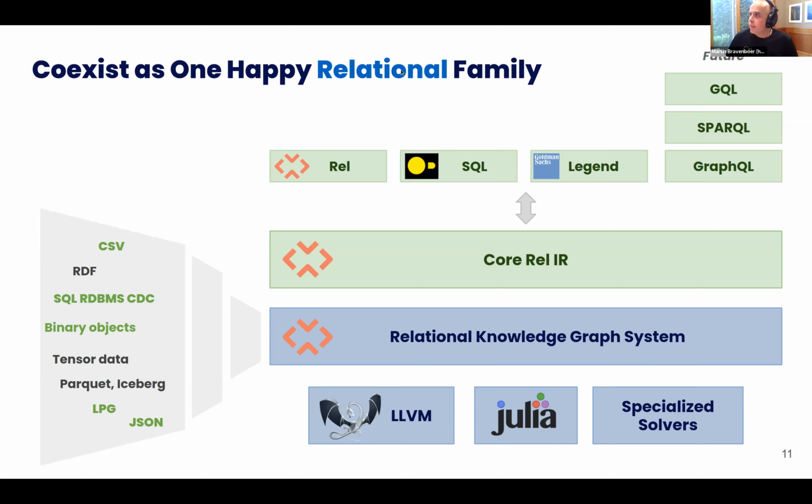And we think that the algorithms and the data structures of the underlying system can basically support all these languages that we're stacking on top of it. Currently we are working on REL, SQL, and Legend. And we have evaluated these other three, like GQL, SPARQL, and GraphQL. And we in principle see no problem with implementing that. It's just a matter of work.